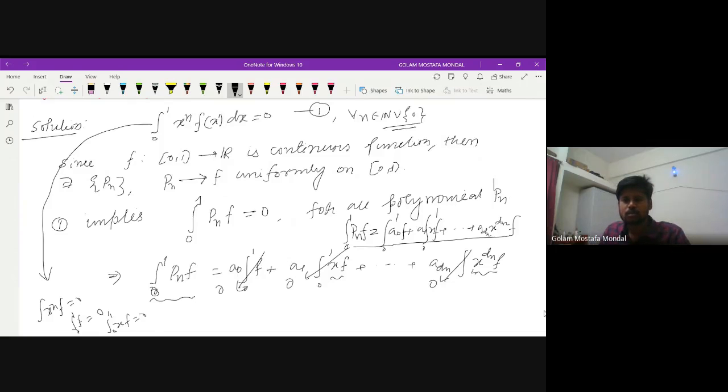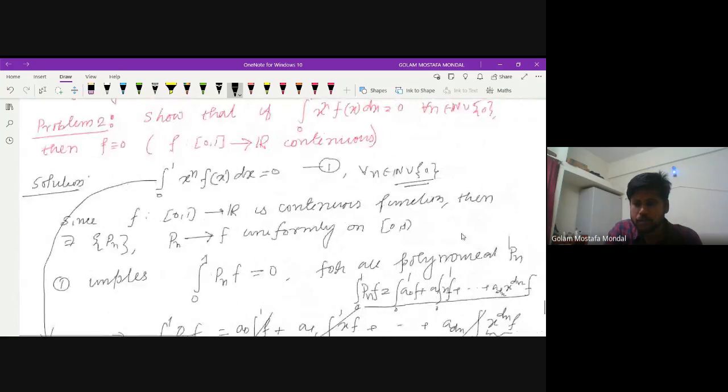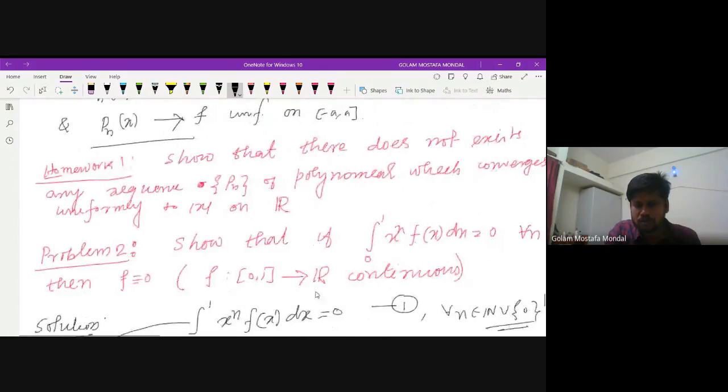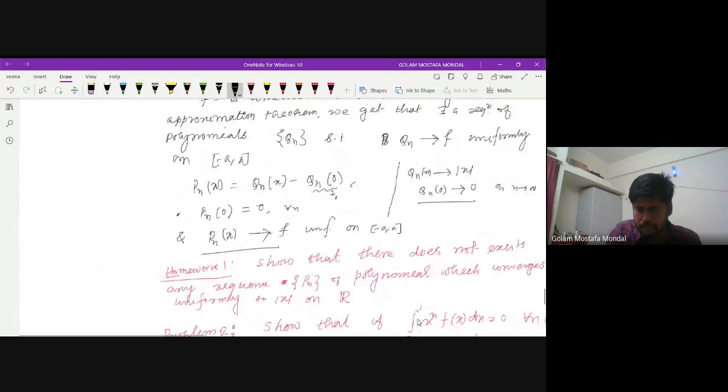Now see that since P n converges to f uniformly, sorry, again same problem. So P n converges to f uniformly, so that P n into f also converges uniformly to f square. Sorry, one minute.